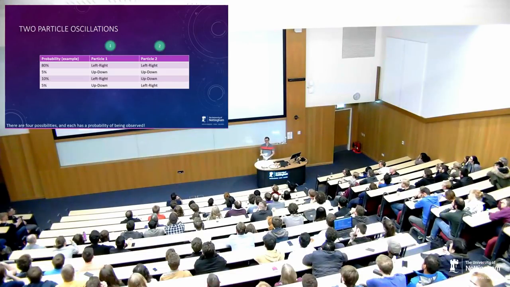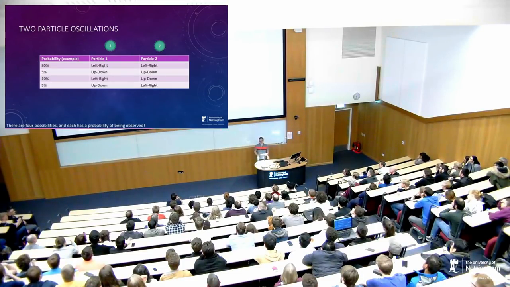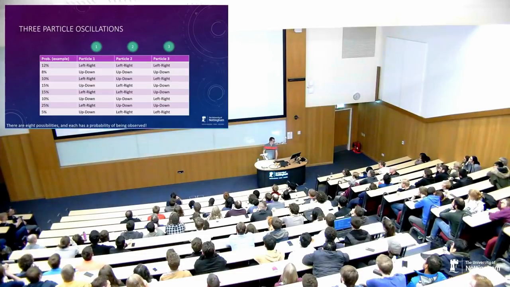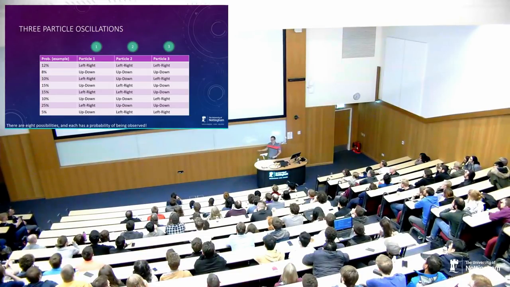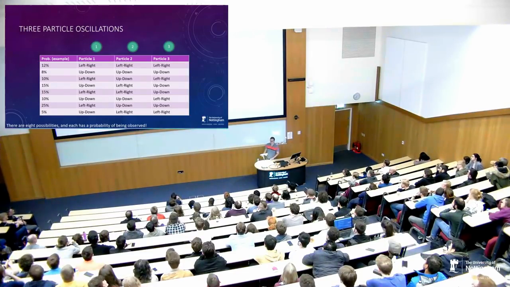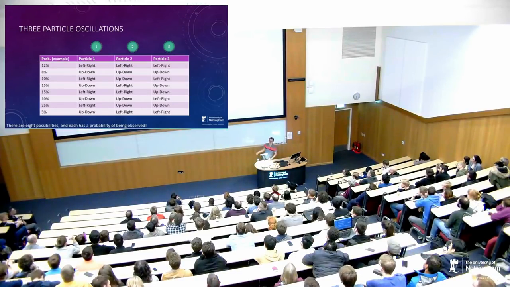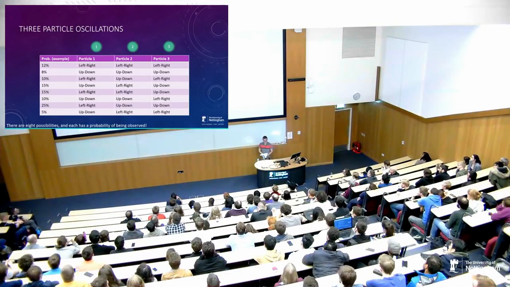Now if we were to imagine three particles, how many numbers do we have to write down to fully elaborate on all of the possibilities and all of their probabilities? It might be tempting to think it's six, just add another two rows, but actually we double, because we have to consider every single possibility: all three particles moving left and right, the first two moving left and right, just the first moving left and right, all of the particles moving up and down, maybe the first two moving up and down. You can see in these columns, every single possibility is there, and each one is associated with a probability.